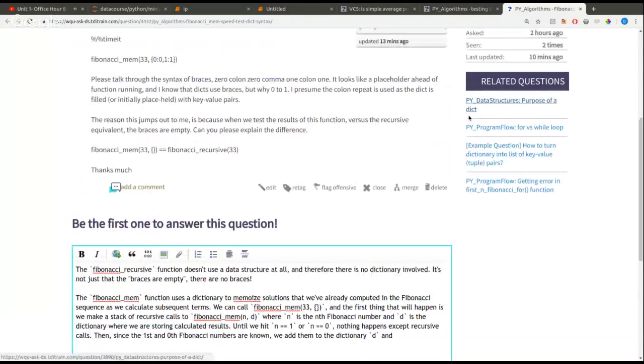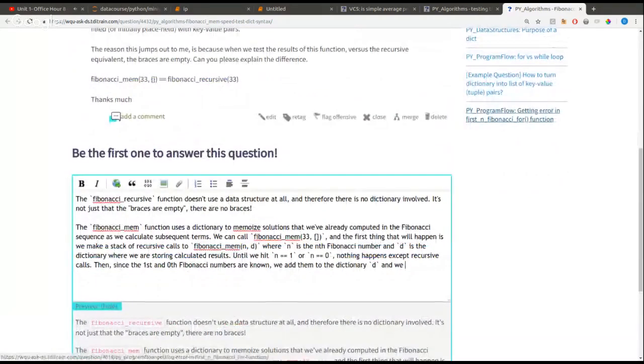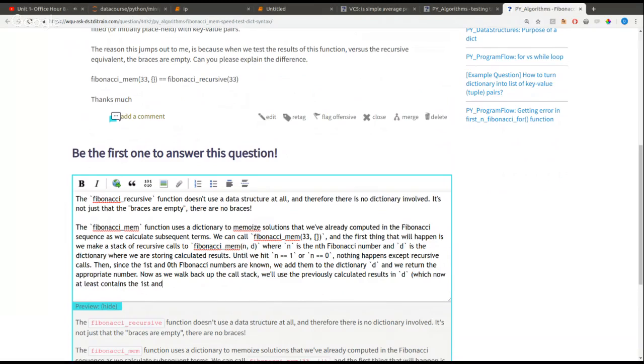and we return the appropriate number. Now, as we walk back up the call stack, we'll use the previously calculated results in D, which now at least contains the first and 0th numbers, to calculate each subsequent term and add it to the dictionary.